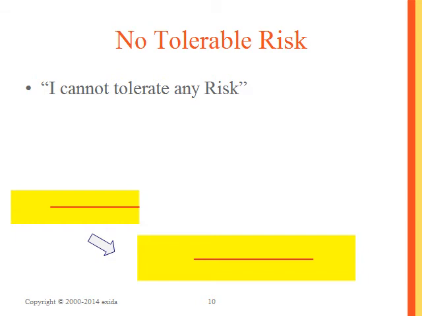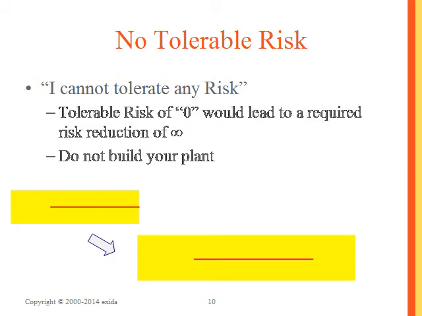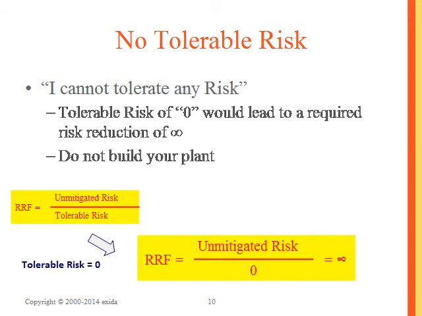So if you can't tolerate any risk, then your tolerable risk of 0 would lead to a required risk reduction of infinity, which basically says you should never build your plant. There is no such thing as 0 risk, as we all know. We take risks every day in driving to work, crossing the road, even climbing up the stairs and down again. So as we showed from the formula, if your tolerable risk is 0, you're going to need an infinite risk reduction.